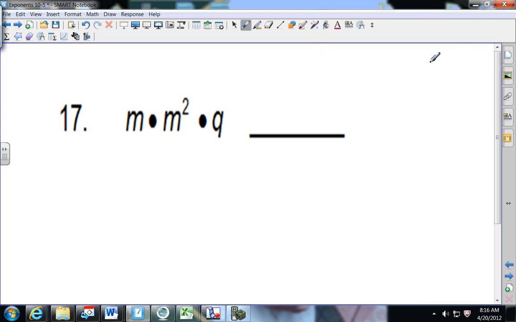Okay, in this next problem, find the bases that are the same, which are the m's. This is to the 1st power. So you get m to the 3rd power and then q.